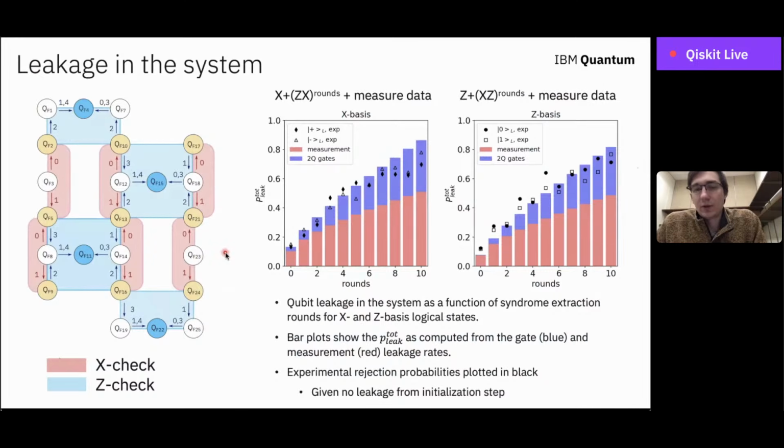Okay, so this slide is just communicating that when we do this classification method for our rounds of parity check measurement, this leakage classification method, we're getting values that are roughly the same as what we expect from our leakage characterization. Okay, so these are roughly matching up.